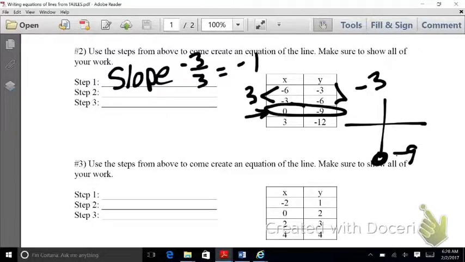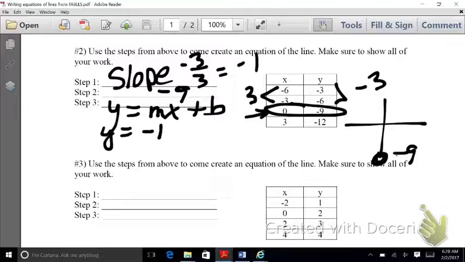So my y-intercept is a negative 9. So if I put all of that together, y equals mx plus b. So my slope is a negative 1. My y-intercept is a negative 9, so I'm going to say minus 9.